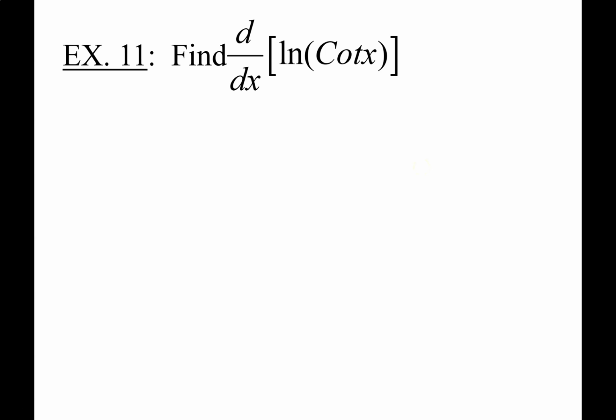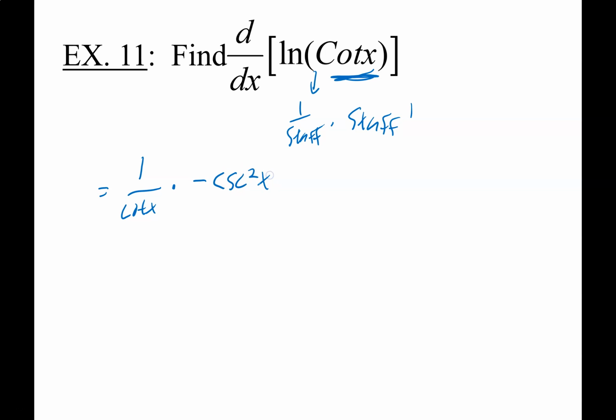Okay, let's try a couple more here. Example 11. Again, I'm deriving the transcendental function natural log. And remember, this is 1 over stuff times stuff prime. So it's 1 over, my stuff is cotangent x. My stuff prime, the derivative of cotangent, is the negative cosecant squared of x.